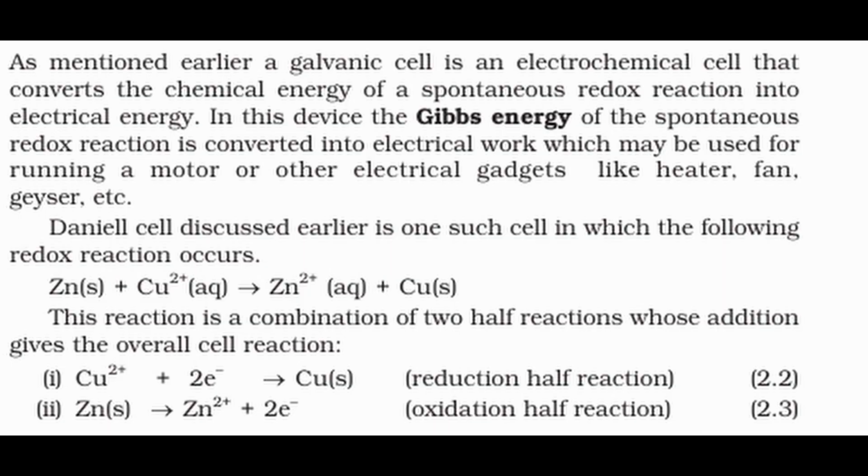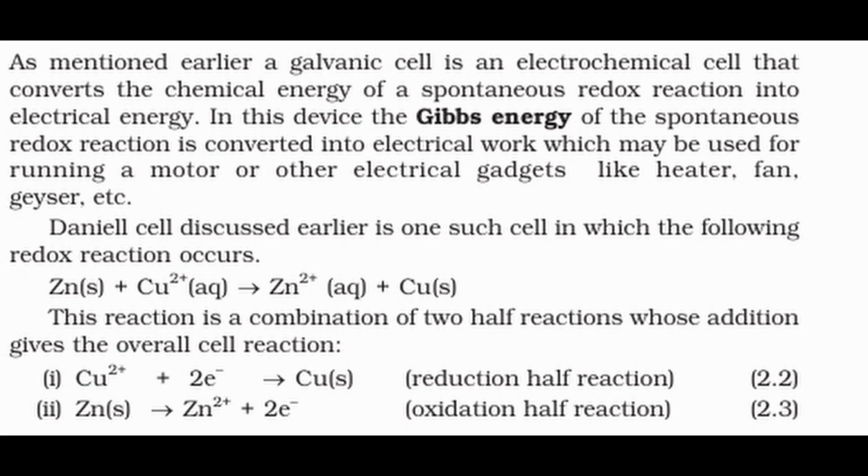A galvanic cell is an electrochemical device that converts the chemical energy of a spontaneous redox reaction into electrical energy. In simple terms, the energy released during a redox reaction is transformed into electrical work, which can then be used to run devices like motors, heaters, fans, or any electrical gadget. The Daniell cell is a classic example of such a galvanic cell.